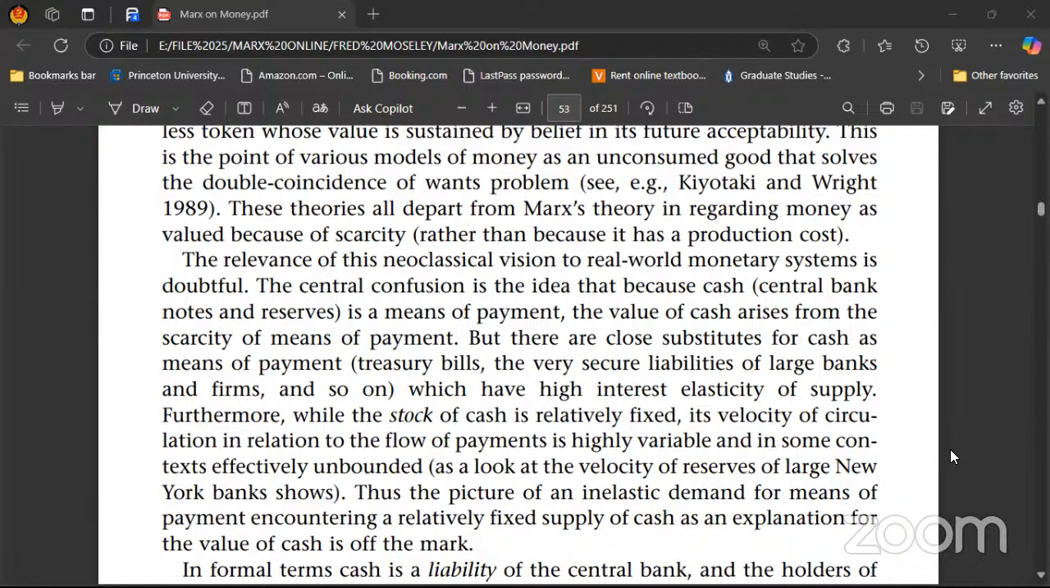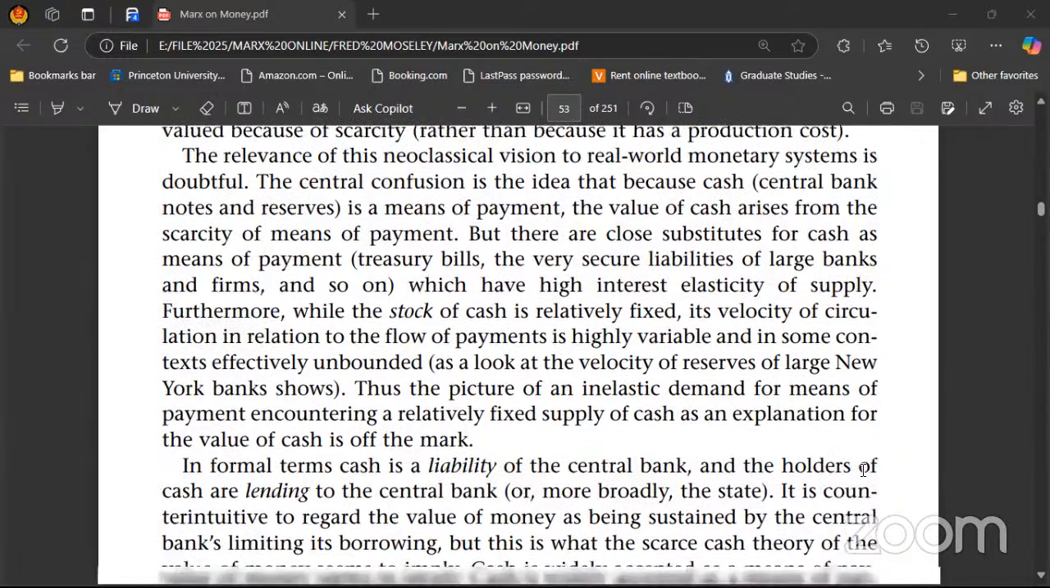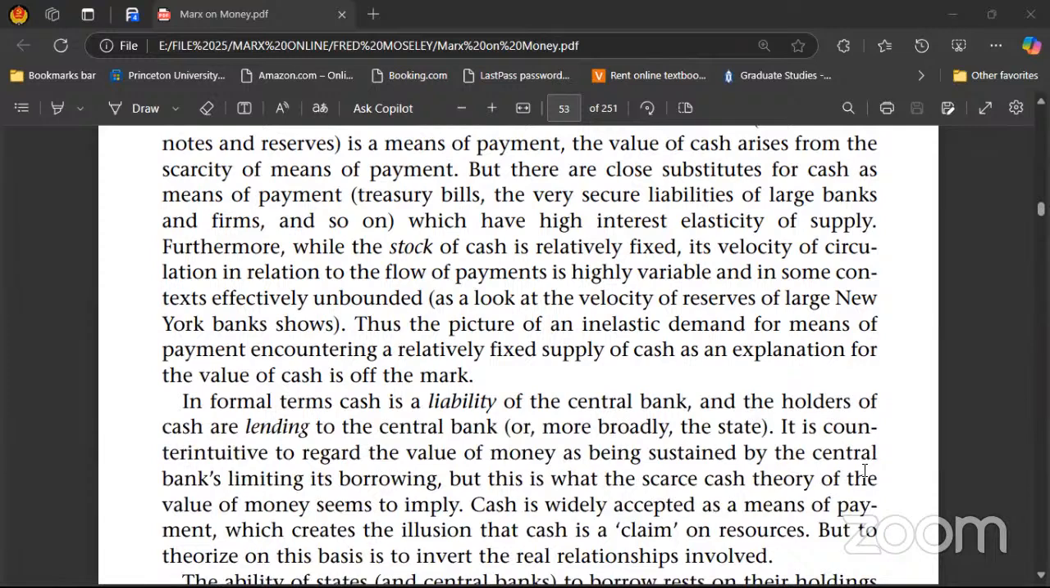The central confusion is the idea that because cash, that is, central bank notes and reserves, is a means of payment, the value of cash arises from the scarcity of means of payment. But unfortunately, there are close substitutes for cash as means of payment. There are treasury bills, the very secure liabilities of large banks and firms, and so on, which have high interest elasticity of supply. Furthermore, while the stock of cash is relatively fixed, its velocity of circulation in relation to the flow of payments is highly variable, and in some contexts, effectively unbounded if you look at the velocity of reserves of large New York banks. Thus, the picture of an inelastic demand for means of payment encountering a relatively fixed supply of cash as an explanation for the value of cash is really off the mark.